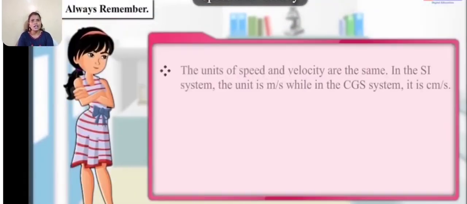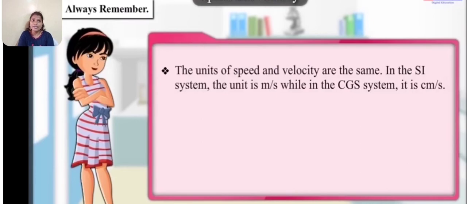Now, always remember that the units of speed and velocity are the same. In the SI system, the unit is meter per second, while in the CGS system, it is centimeter per second.